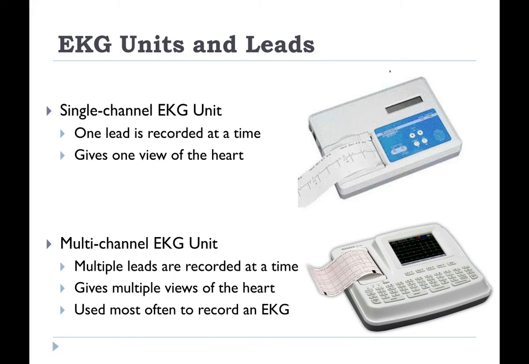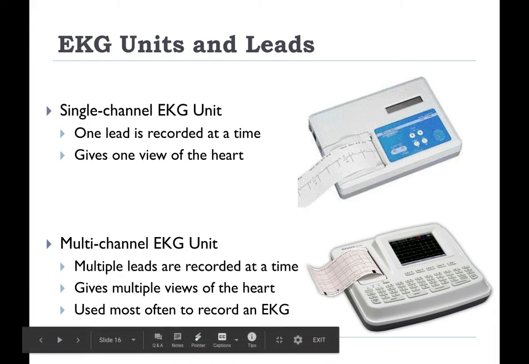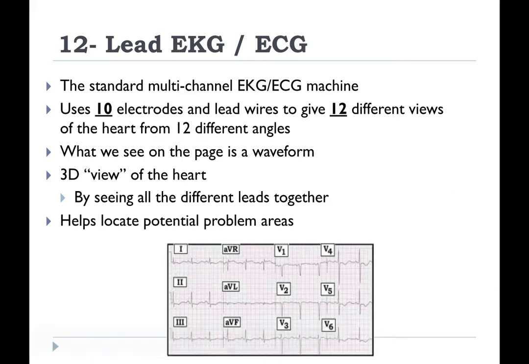So you can have a single channel EKG unit with only one lead recorded at a time, which gives one view of the heart, and you'll get just one single tracing. Or a multi-channel EKG unit, which records multiple leads at a time, gives multiple views of the heart, and it's used most often to record an EKG. So this one looks like 1, 2, 3, 4, 5, 6. This is a 6-lead electrocardiograph.